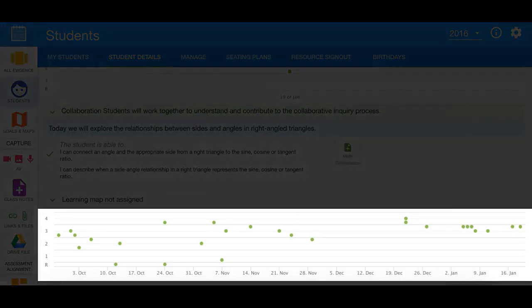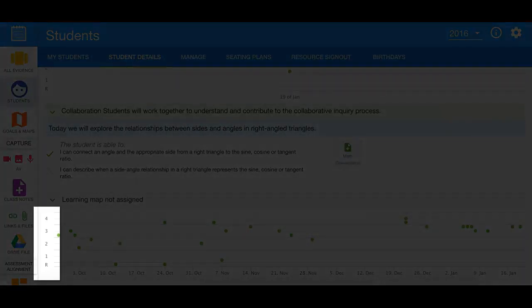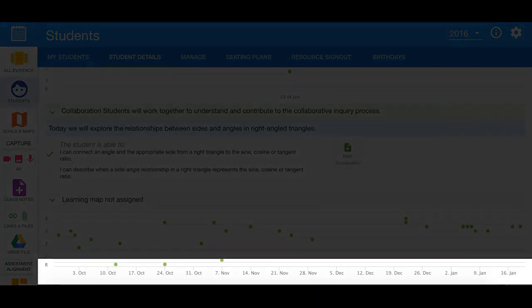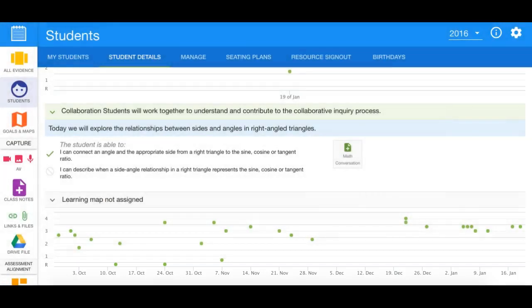Looking at the scatter plot here, you will notice that the levels are listed on the top left and the dates are listed along the bottom. This allows you to use your professional judgment to determine how the student has been doing in your course on a more recent and most consistent basis.